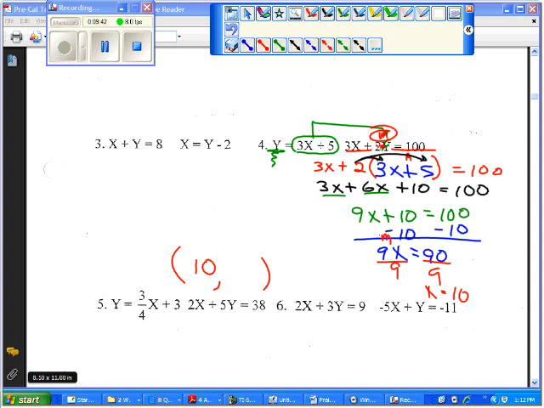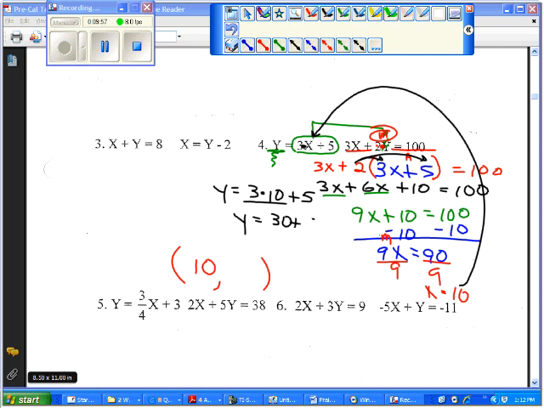The solution to a system is the one x, y that makes them both true. We need the y. So we're going to plug that back in. We get y equal 3, crammed on there means multiply, so times the x, which is 10, plus 5. And so we get y equal 30 plus 5. So y equal 35. Any questions on number 4? Okay.